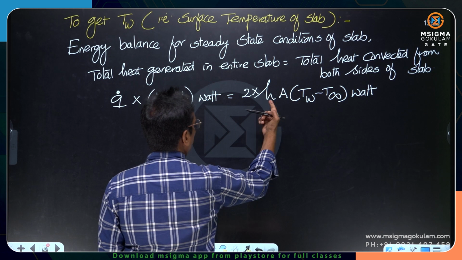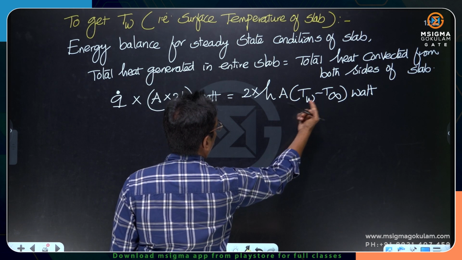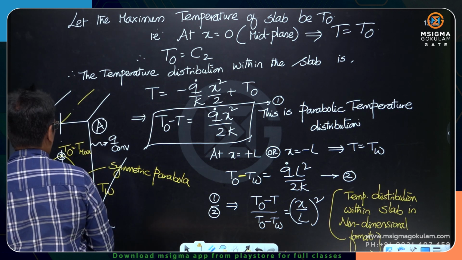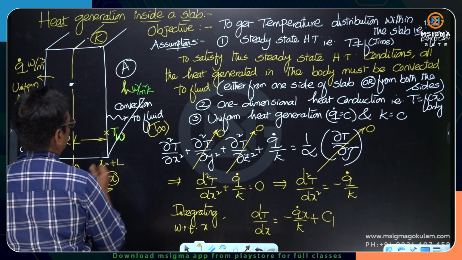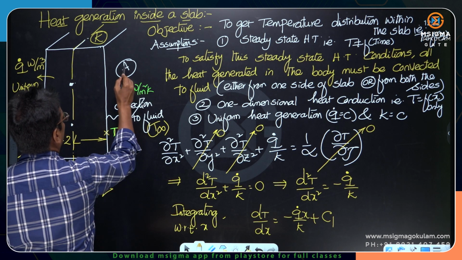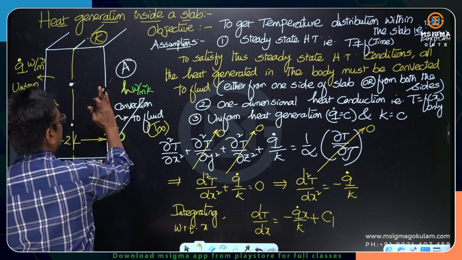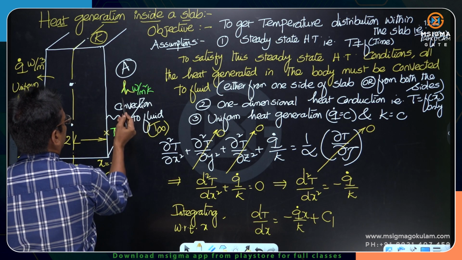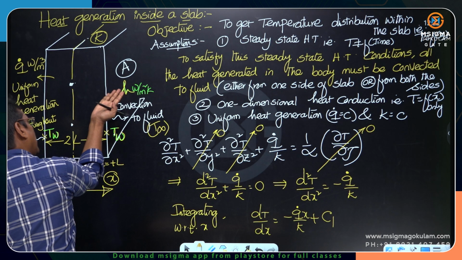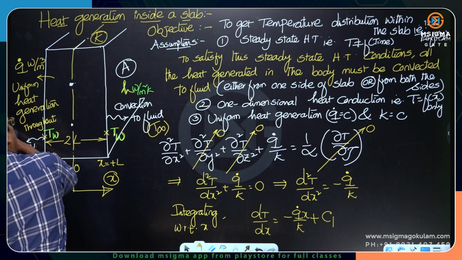Why am I writing 2? Because this is heat convection from one side. Newton's law of cooling: hA delta T, where this is TW minus T infinity. h is the convection coefficient, and A is the area of convection. The heat convected from one side will be hA delta T, the temperature difference from Newton's law of cooling. The same heat is convected from the left side also.